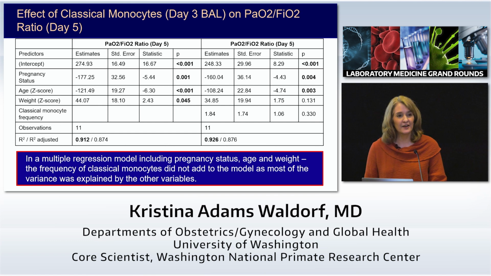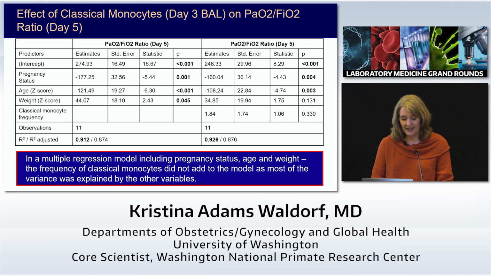But now let's take a look at it with age and weight. On the left side, we've included pregnancy status and age and weight. When we include all of those together, we can explain 91% of the variation in the oxygenation status at day 5. When we now include classical monocytes in that model, it is no longer significant, because pregnancy and age alone explain so much of the variation. It's very hard for any immune cell subtype of any kind to explain more variation.